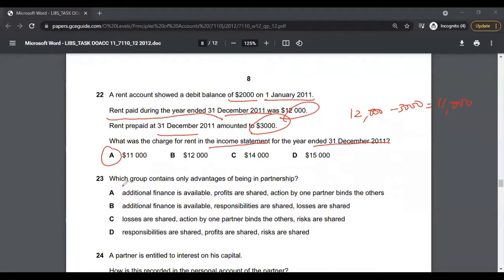Multiple choice 23. Which group contains only advantages of being in partnership? Additional finance is available. That's an advantage. Profits are shared. That's actually a disadvantage, because you have to share profits. Action by one partner binds the other. That is again kind of a disadvantage. Option B: additional finance is available, advantage. Responsibilities are shared, advantage. Losses are shared, advantage. Option B is the right answer to multiple choice 23.